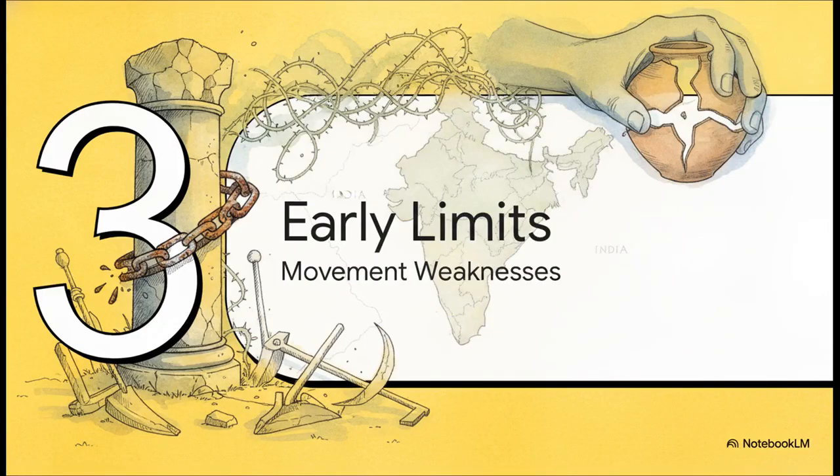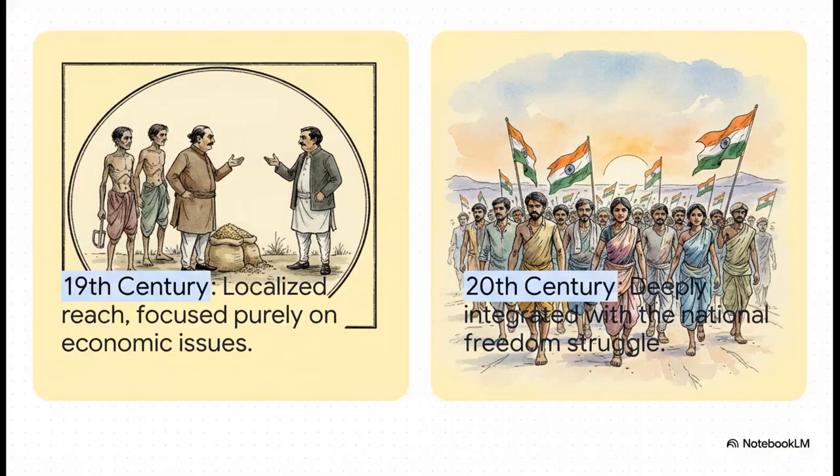Section 3, the limits of early resistance. Now, these 19th century stories of defiance are incredible, for sure, but as we pivot to analyze the movement as a whole, we do have to look objectively at their inherent weaknesses. The contrast between these two eras is pretty stark.